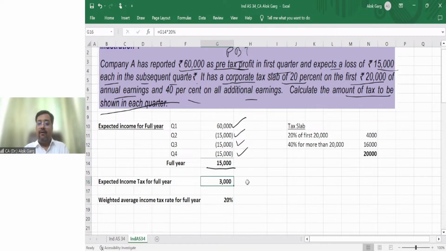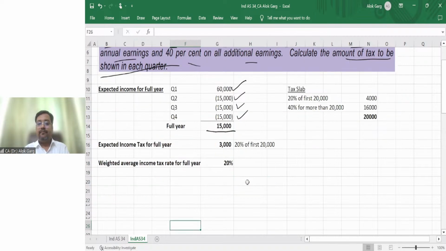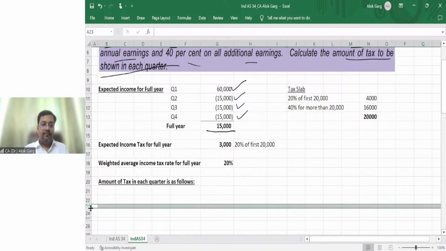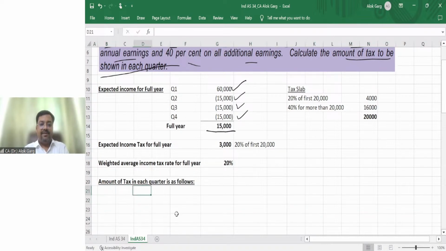And have you understood how I have calculated 3,000? I have calculated 3,000 because the tax slab is 20% on the first 20,000, right? Is that clear? Now we have to calculate the amount of tax in each quarter. My amount of tax in each quarter is as follows. Now I need to apply this weighted average rate.